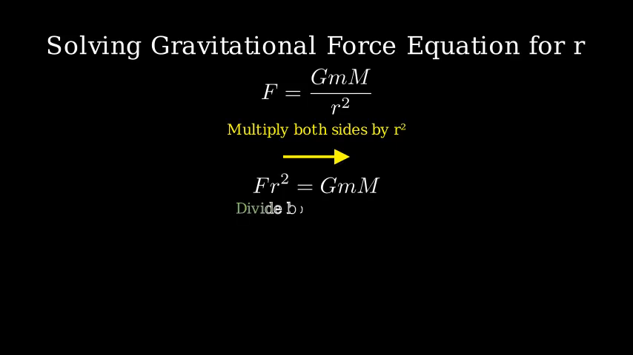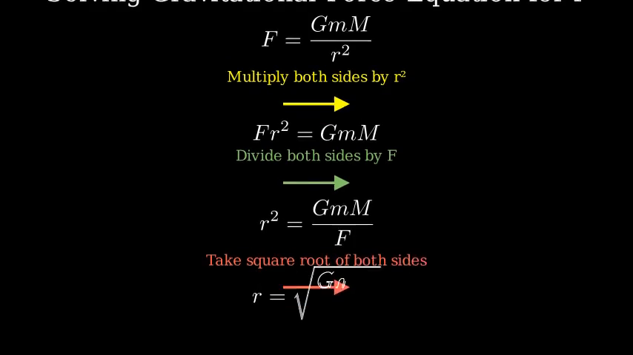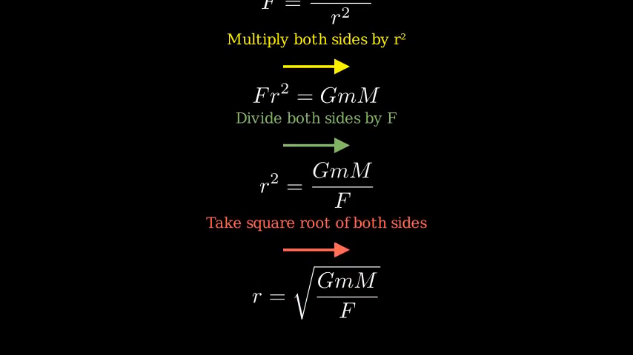Next, let's divide both sides by F. This will isolate r squared on one side of the equation. Finally, to isolate r, we need to take the square root of both sides. Remember, when we take the square root, we need the positive root since distance can't be negative.